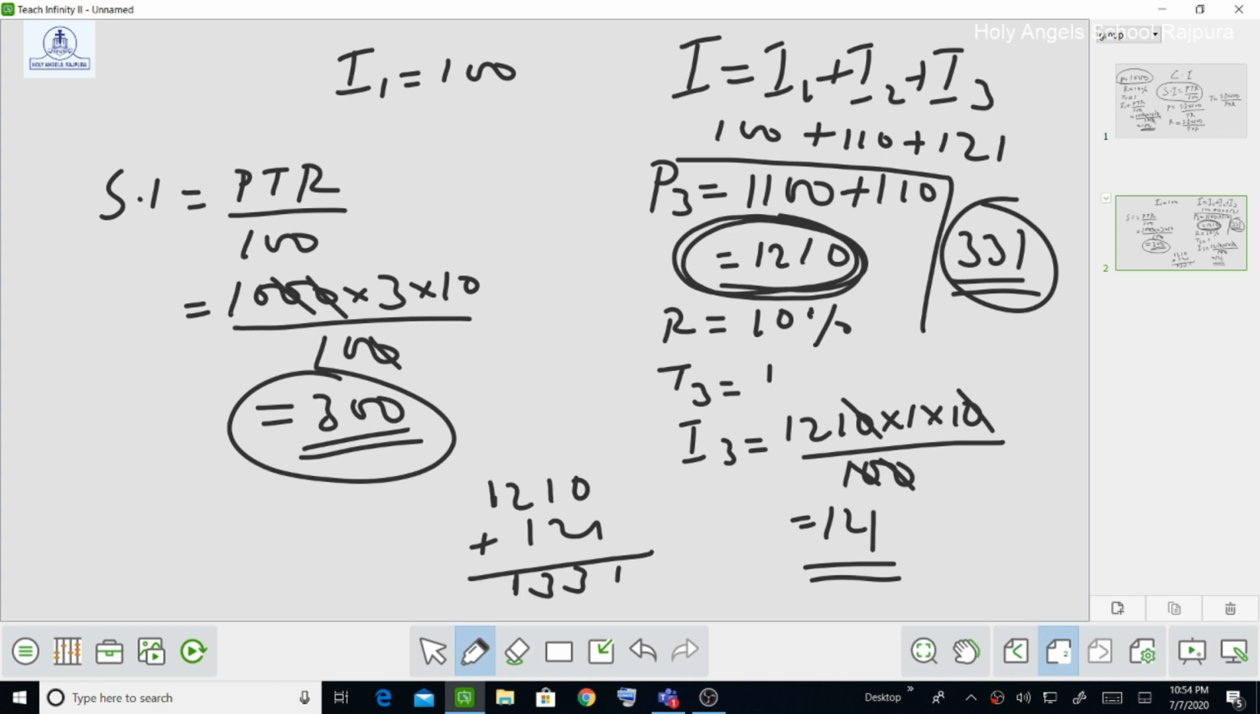This can be found the other way also. Total interest we have calculated is 331. Original principal is 1000. 1000 plus 331 is also 1331. That is, 1000 plus total compound interest earned 331. This is an example of how the interest is calculated for 3 years on 1000 rupees.